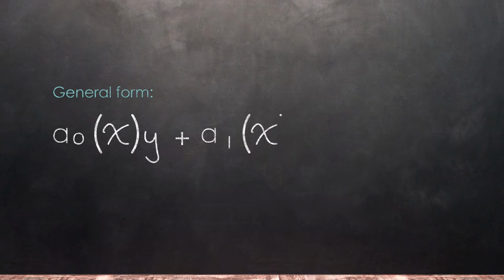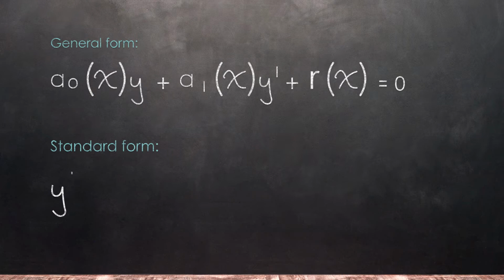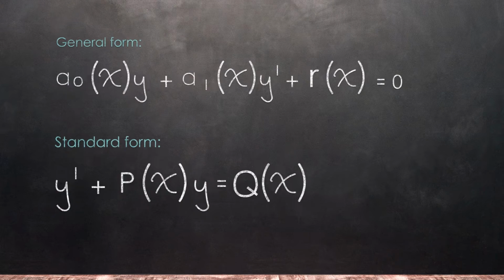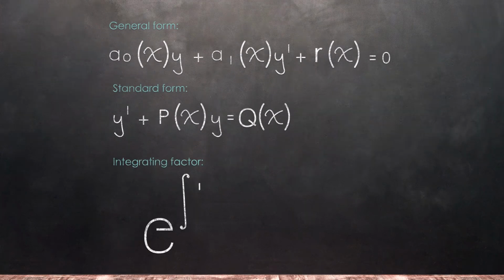First-order linear differential equations. A first-order linear differential equation has the following general form. In order to begin to solve a first-order linear differential equation, we need to first rearrange it into standard form by dividing everything by y prime's coefficient and moving the y terms all to one side. Once our equation is in standard form, we can begin to solve. First-order linear differential equations are solved using an integrating factor. Every first-order linear differential equation uses the same general integrating factor of e to the integral of p of x dx.